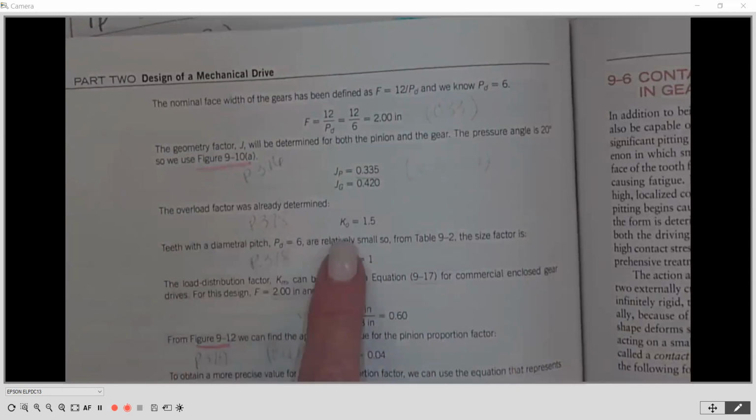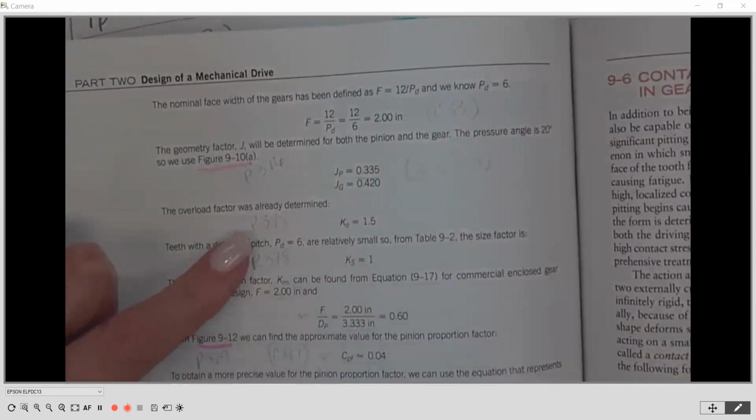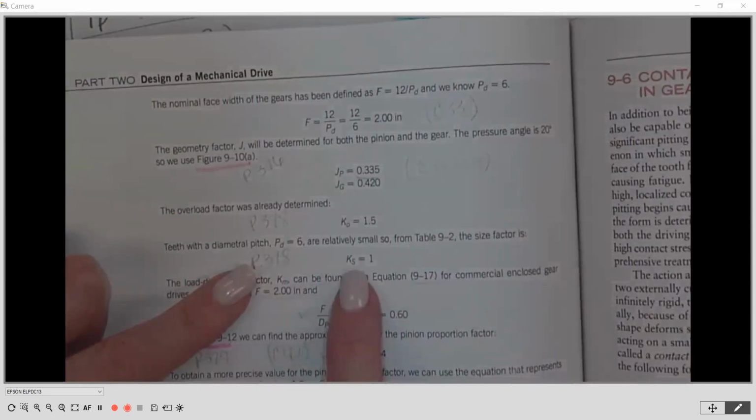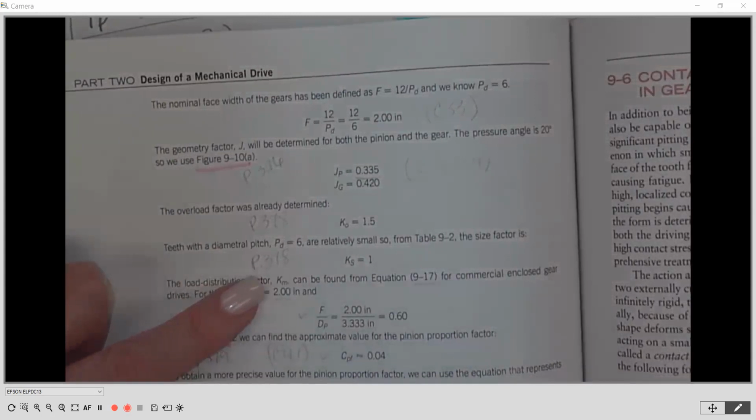The next thing we're going to do is input our overload factor. We already looked at that. We know that to be 1.5. So KO is down here. Oopsie, 1.5. Okay. Our next one is our size factor. So you'll notice here KS is our size factor. We're going to go to page 378.